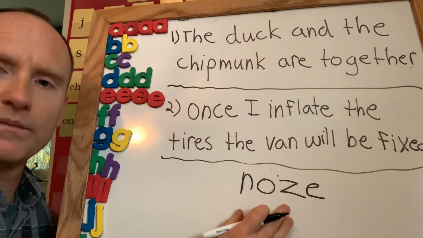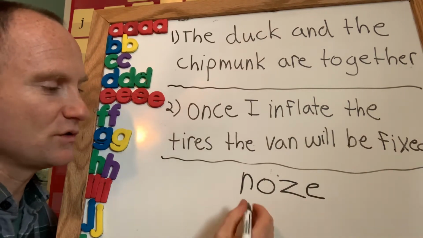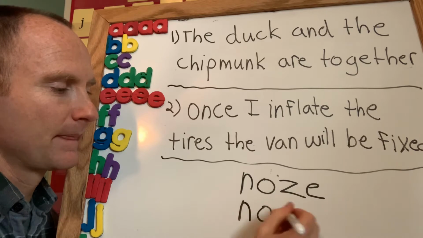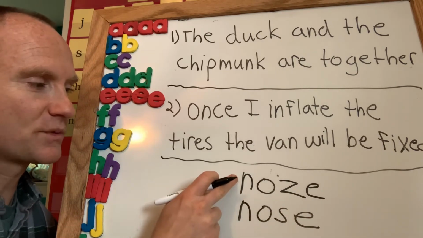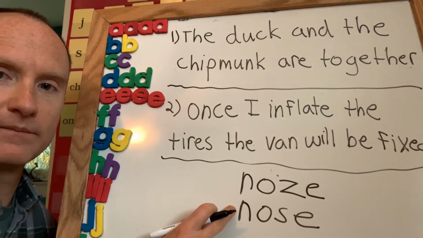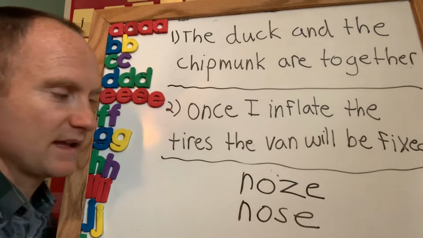Okay, now let's think about this. We could write the word nose like this, or we could write it like that. Which one looks right? The top one or the bottom one? Okay, it's the bottom one. That's the one that looks right.